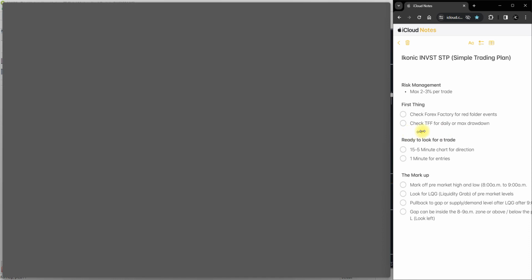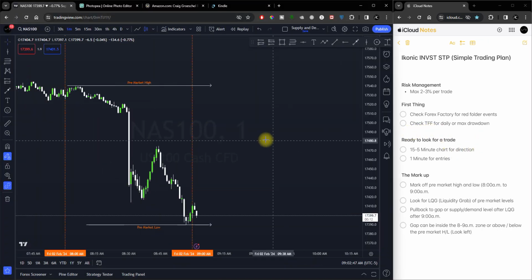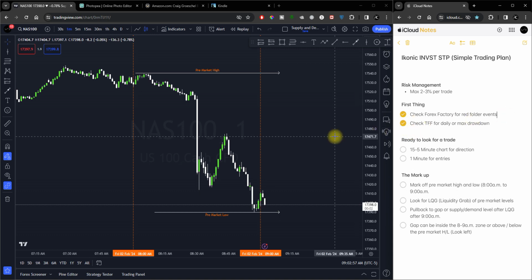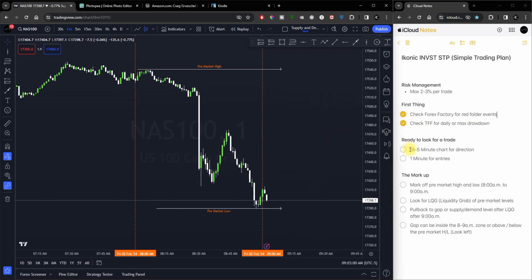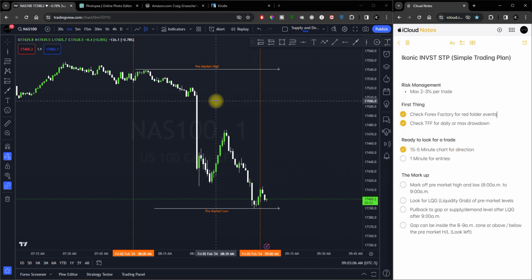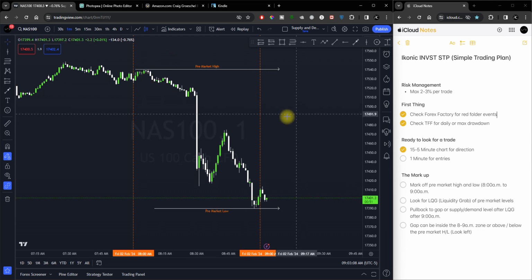So here we go. That's the trading plan. We already checked the Forex Factory because I knew that from last night. I don't need to check this because I already know the account is brand new. Market direction: I didn't check the 15 or 5 because based on what's going on in the market, I think I have an idea of where I want to trade. Now, we already know we're doing a 1 minute.